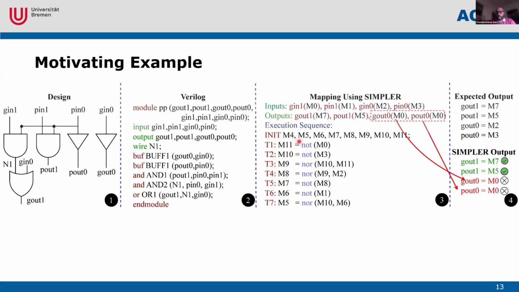There is also a line called initialization, because as I said, to do the operations using the MAGIC design style, you need to initialize your output memristor to a low resistance state, and then you can perform the NOR and NOT operations. Here we see that Simpler gives outputs M0 and M0 for the two outputs, G out 0 and P out 0, which are incorrect, whereas they should be M2 and M3. This is what we found, but I will discuss why this happens a bit later in the presentation.